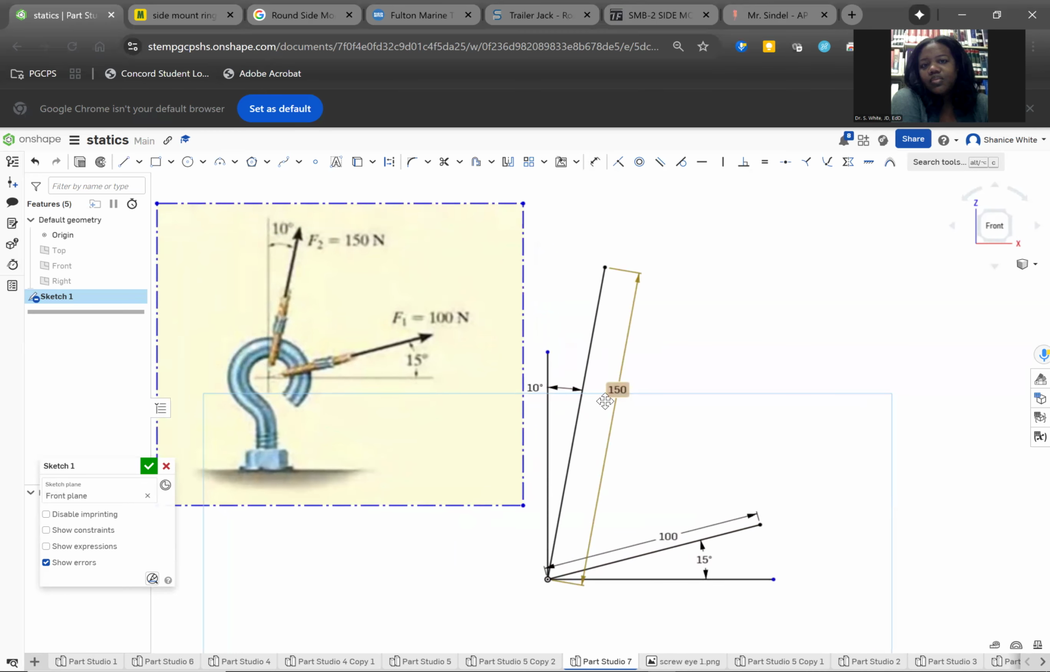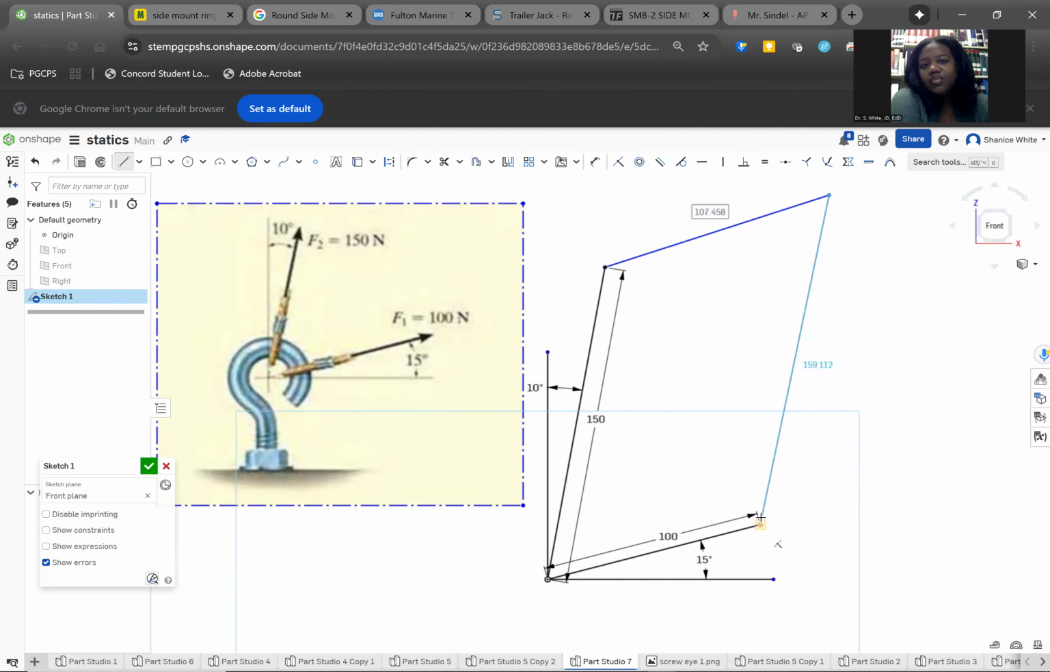And we recall that in order to find the resultant, that's going to be the diagonal in our parallelogram. So we need to sketch out our parallel forces, right? And in order for them to be parallel, we need to make sure that we are using the parallel constraint here. And then we can sketch in our resultant, which will be from point to point in our parallel. So that will be between F1 and F2.